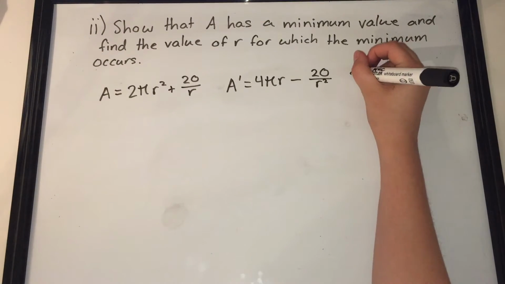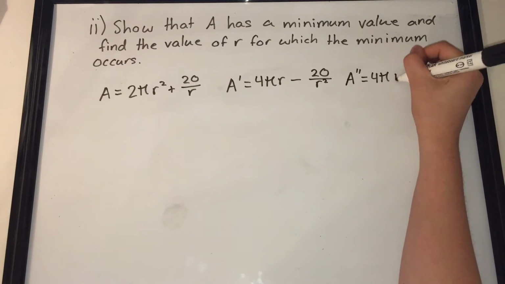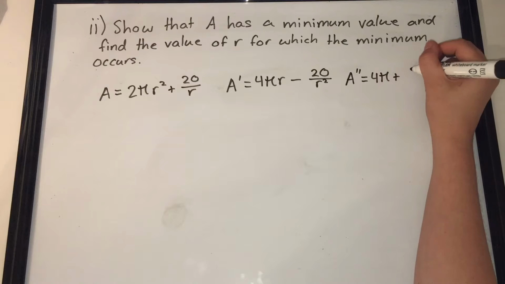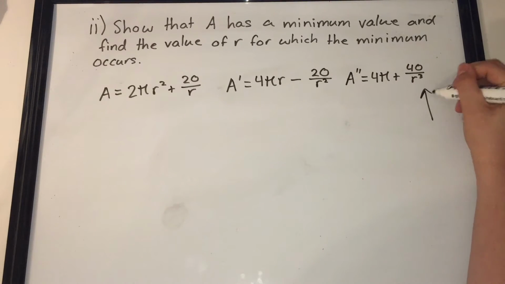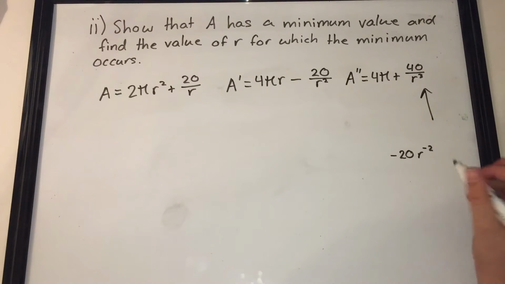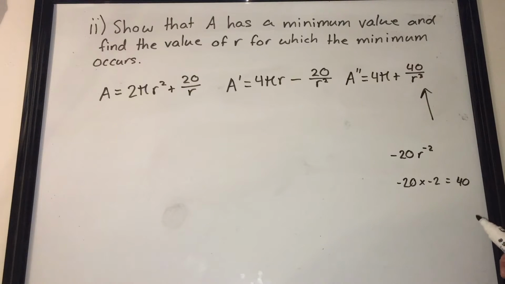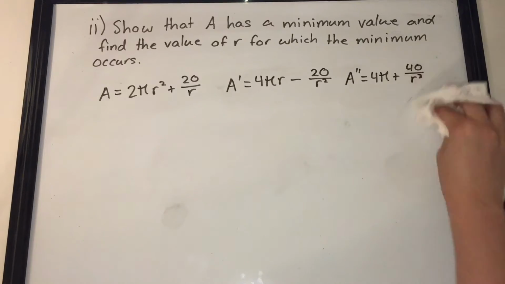So we're also going to be doing our double derivative, just like in the very first question that I did. So it'll just be 4 pi plus 40 over r cubed. To do this, I did the same process as last time, just negative 20 times negative 2 this time, which equals a positive 40 with an r to the negative cubed. And I just pop the r cubed back underneath to make it not negative.